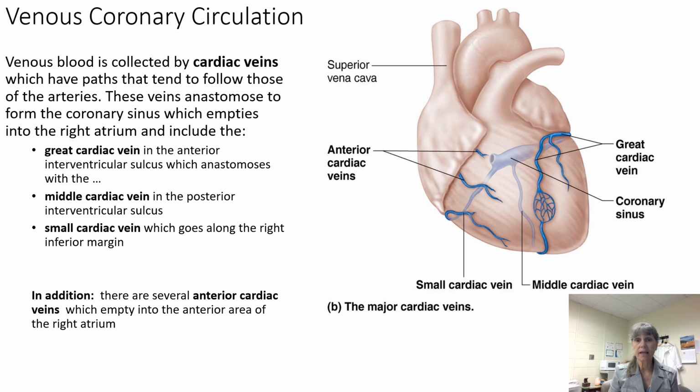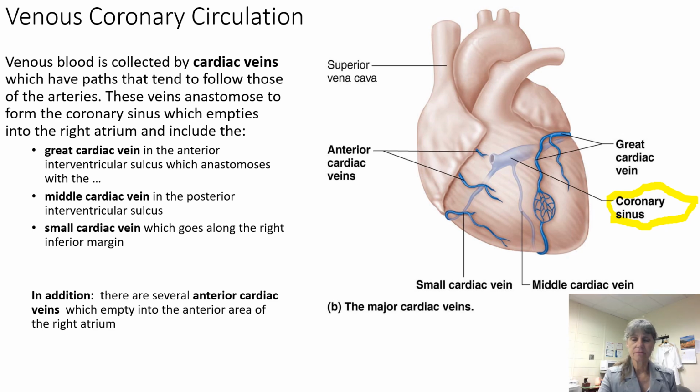Next, we're going to take a look at the anterior surface of the heart to see the cardiac veins. And venous blood is going to be collected by those cardiac veins that have pathways that tend to follow those of the arteries. And these veins will also merge together or anastomose to form a special structure called the coronary sinus. And you can see the coronary sinus here. And the coronary sinus is going to empty directly into the right atrium.